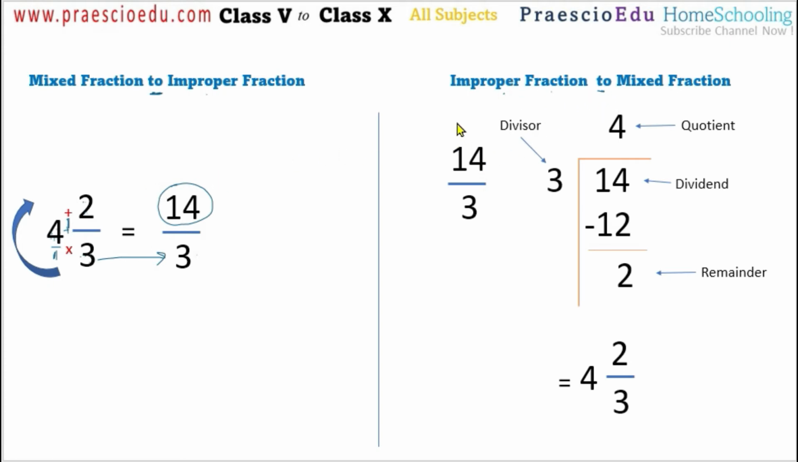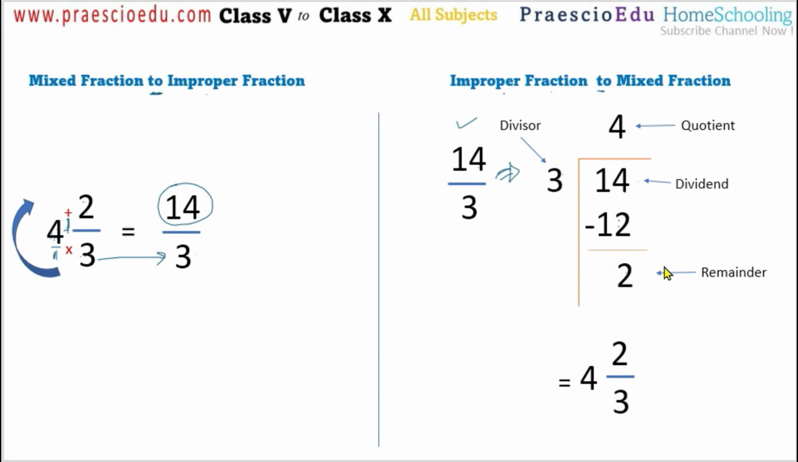Now this is an improper fraction. How are we going to convert this into a mixed fraction? For this we do the division. 14 is the dividend and 3 is the divisor. 3 fours are 12, so 4 is the quotient. After deducting 12 from the dividend 14, the remainder is 2. Now 3 cannot divide 2 because it is smaller.